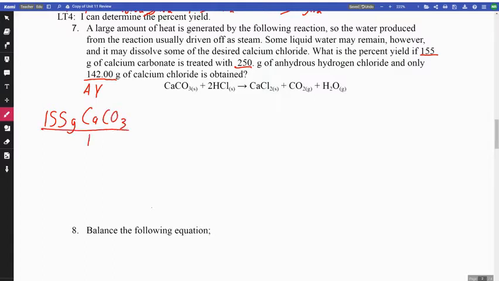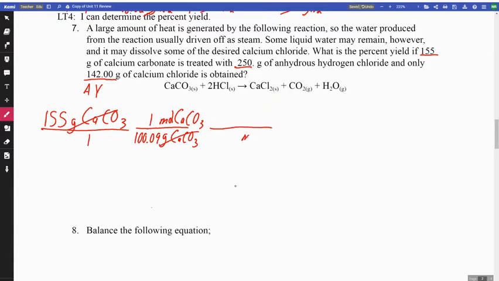All right, so we need grams CaCO3 on bottom, moles CaCO3 on top. Moles, there we go. 1 mole, molar mass in front of grams, so that's 100.09. Grams cancel out. We're left with moles of CaCO3. That's not where we want to be.